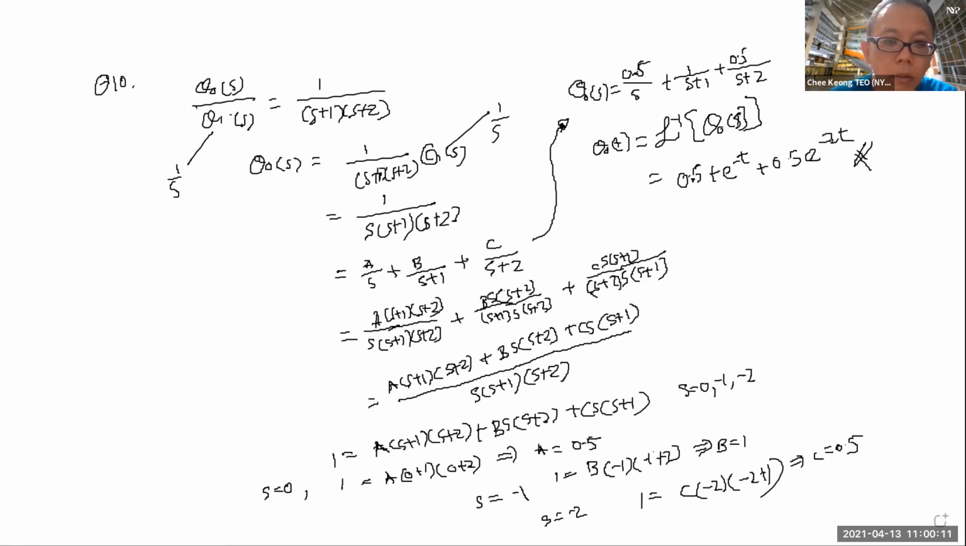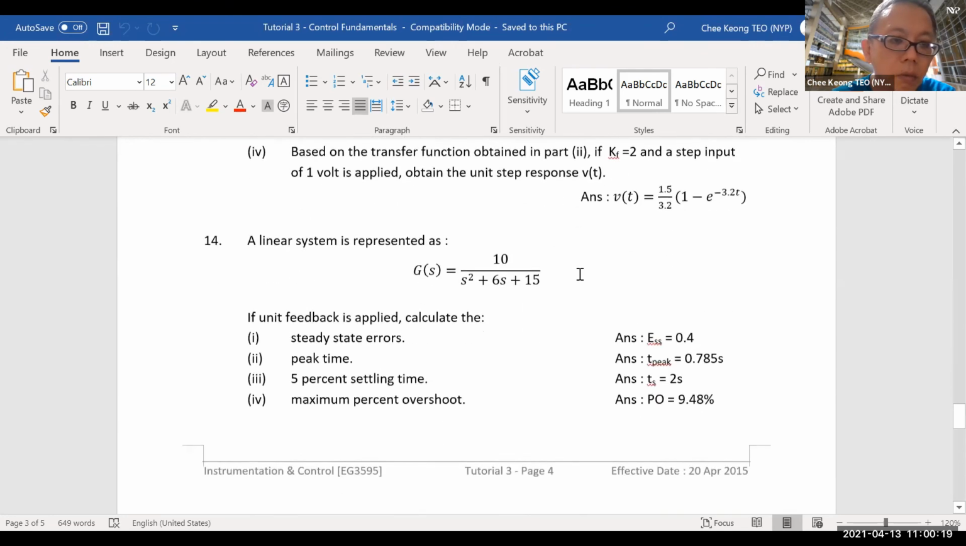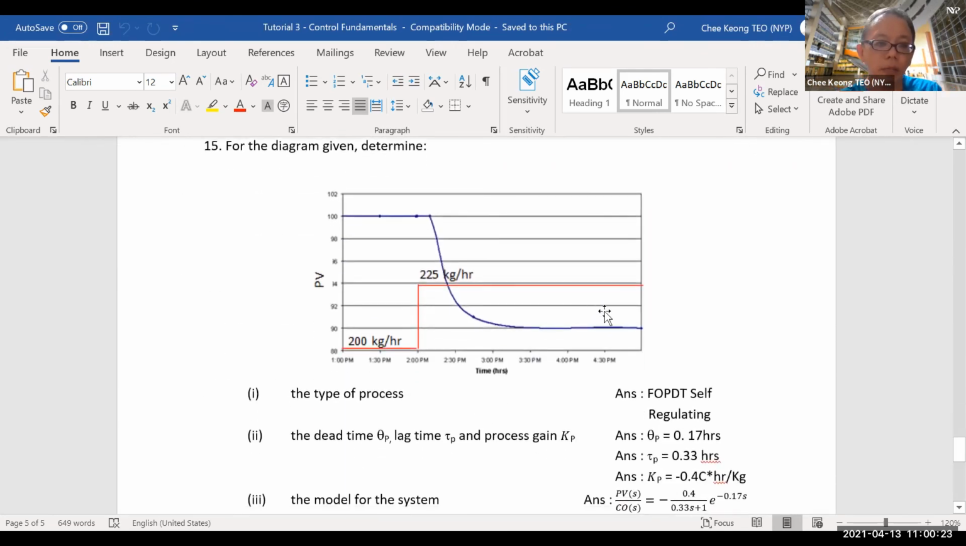Okay, next question we will be doing is question 15. Now, this is what kind of process? First of all, you must identify the process. If your input changes by a step, then the output changes from one step and it stays. So it's following the output, right?